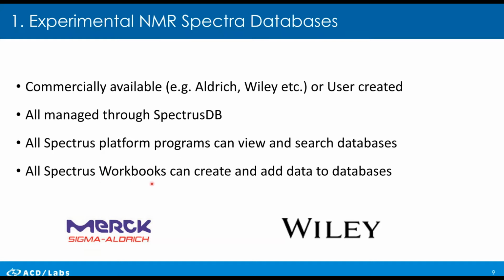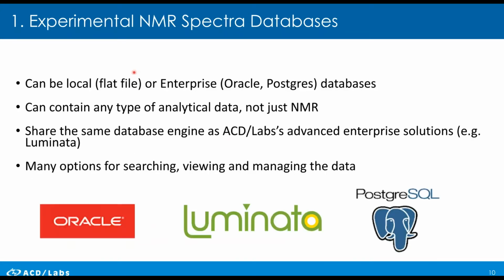All our Spectrus workbooks, like NMR workbook or MS workbook or Chem Analytical workbook, in addition, can create databases and add data to the databases. So with any Spectrus software, you can view, but with the workbooks, you can create and add. The experimental NMR databases can be, as we refer to them, local databases or flat file databases, meaning it's a file stored locally on your computer, or they can be enterprise databases, that is Oracle or Postgres databases.